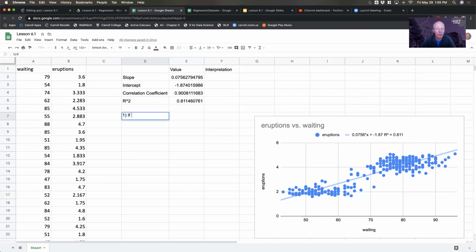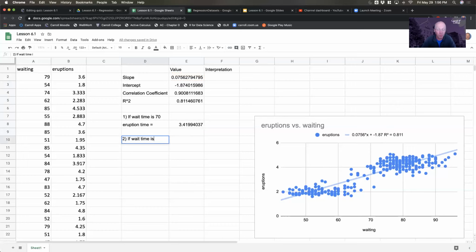So question number 1, if wait time is 70, well, what do I get for eruption time? Okay, I have a linear relationship between these: slope times wait time plus my intercept should give me my eruption time. So I can take slope times my wait time, which I'm telling you is 70, plus my intercept, and I have a predicted eruption time. And I said it was going to be a little bit less than 4. Sure enough.